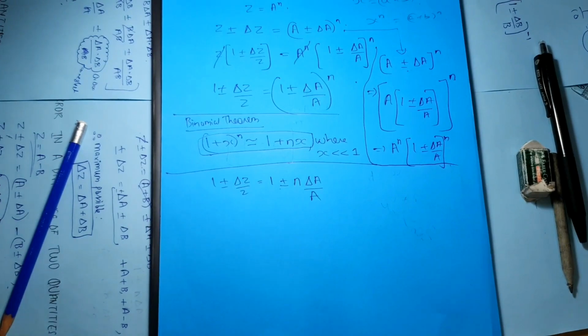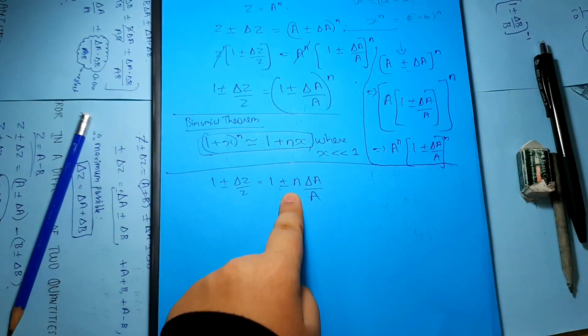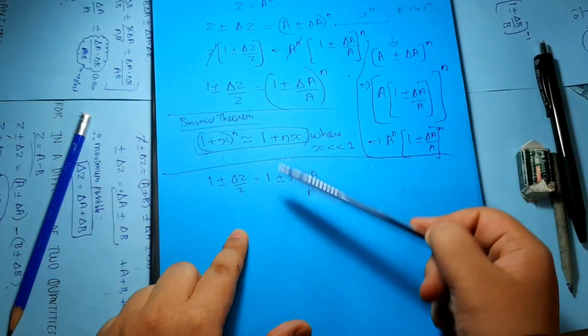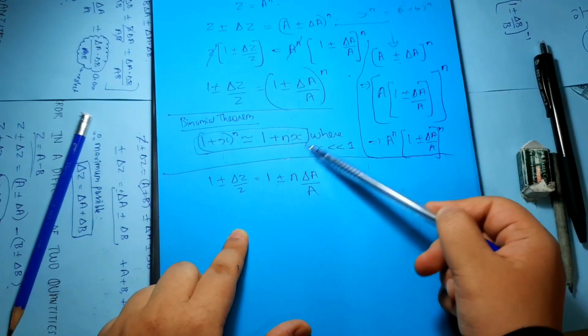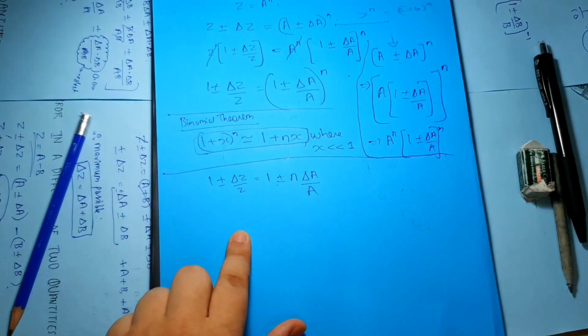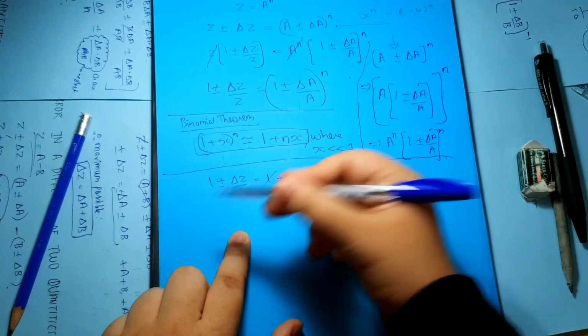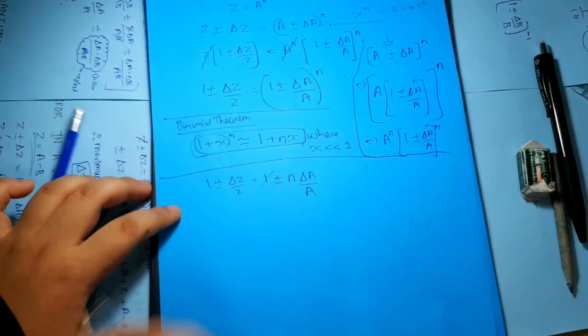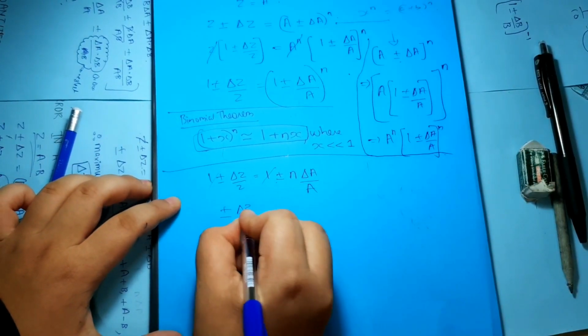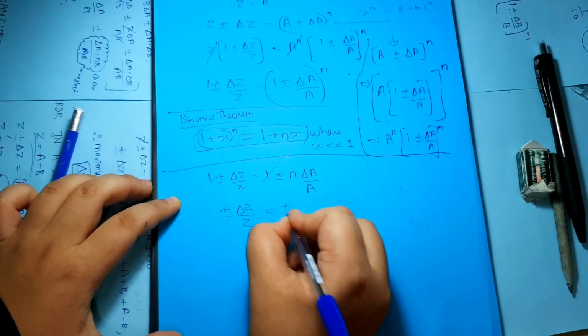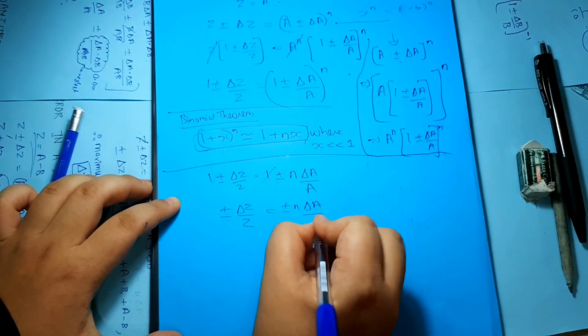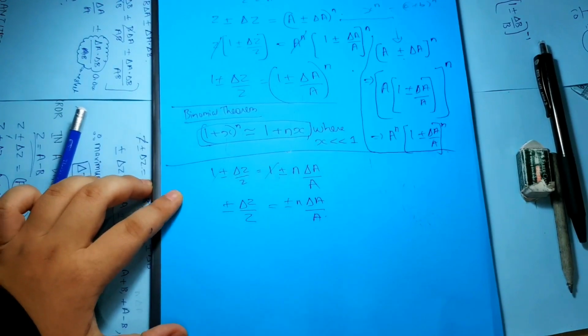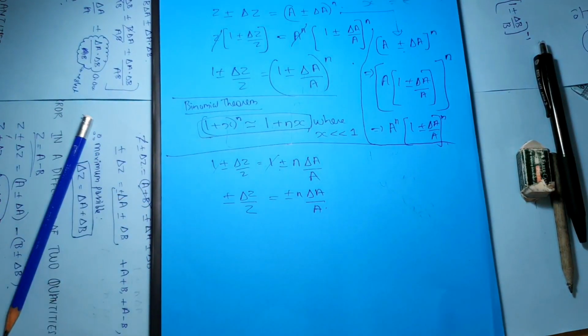So we are using the binomial theorem to get us 1. Same way, plus and minus n into what's our x, delta a by a. Simple, yeah. Now cancel a on both the sides. So we come to a conclusion of this one. As you can see here, plus or minus n into delta a by a. Now we need to have the maximum possible error, which is provided by our plus on all the sides, our positive.